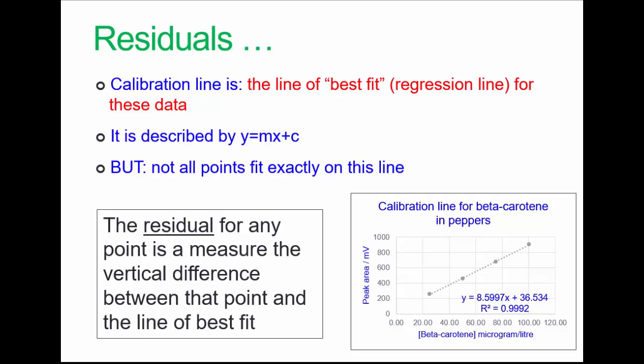Okay, so what are they? I'm trying to avoid statistical jargon here. I tend to think we use statistics as a tool. If you want to read about the statistics behind it, you'll find plenty of information about lines of best fit and regression lines. Trend lines, we described as y equals mx plus c. But a residual for any point is a measure of the vertical difference between that point and the line of best fit. That is to say, the trend line.